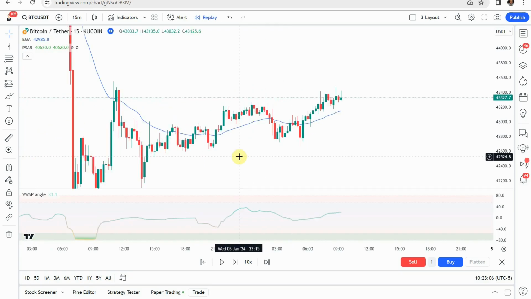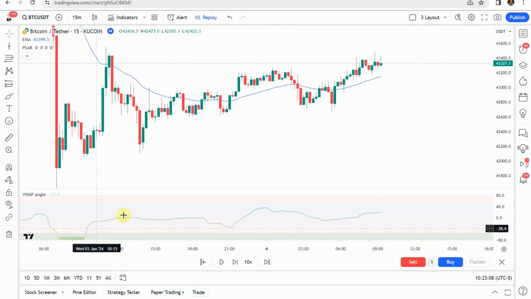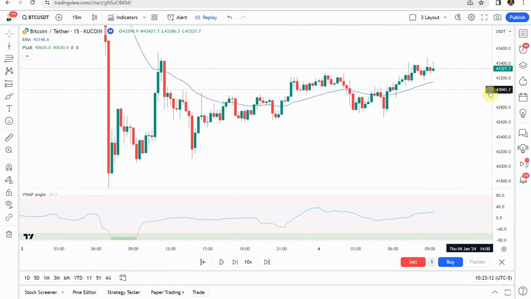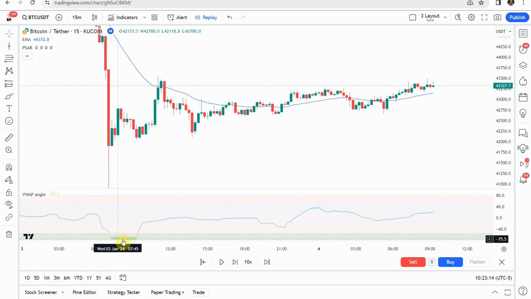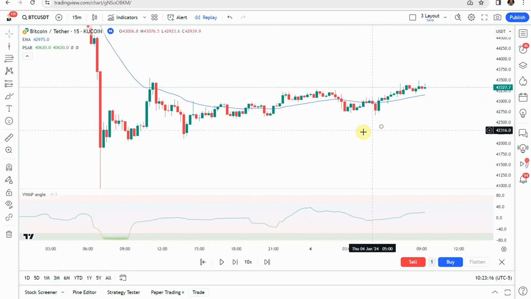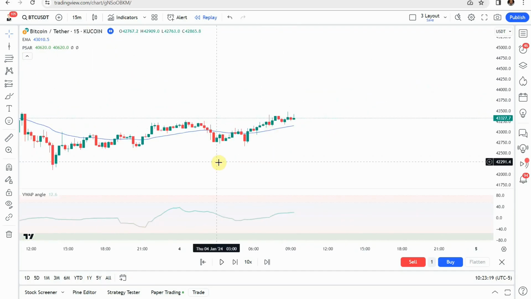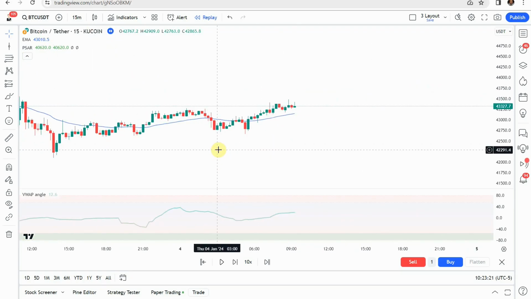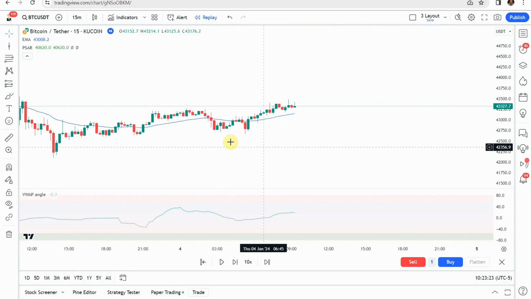Definitely not the best strategy, and truth be told, the VWAP Angle Indicator does not catch tops and bottoms. It often is quite delayed. It gives the signal, and then it takes quite a while before a top or bottom is actually formed. So definitely some iffy claims from this source video.